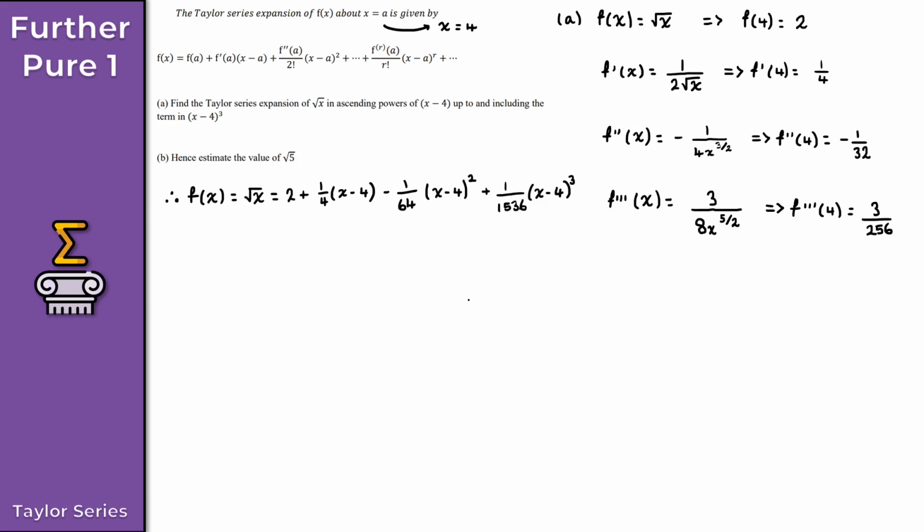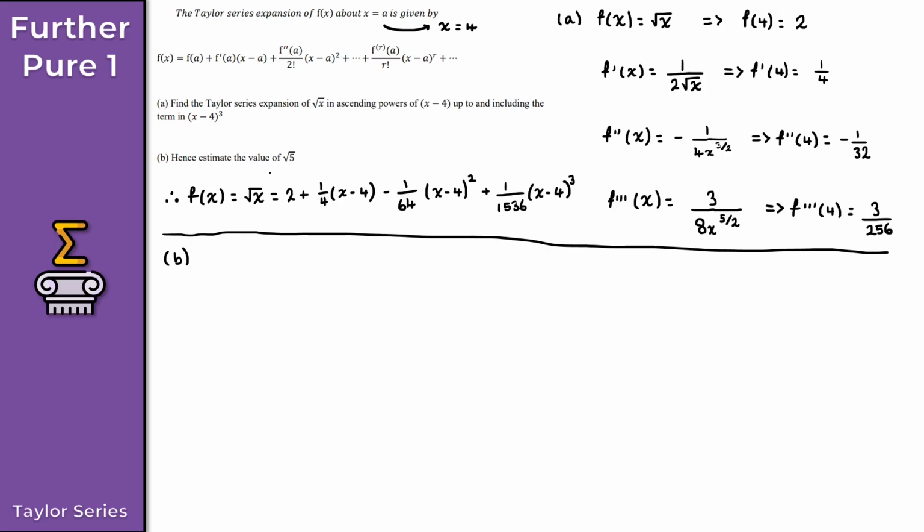So now for part B. Let's just box this off here. That was part A. Now for part B, it says, hence, estimate the value of root 5. If we want to estimate the value of root 5, what I need to do is substitute x equals 5 into f of x, into this Taylor series expansion.